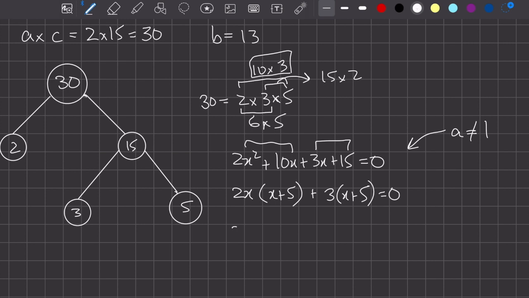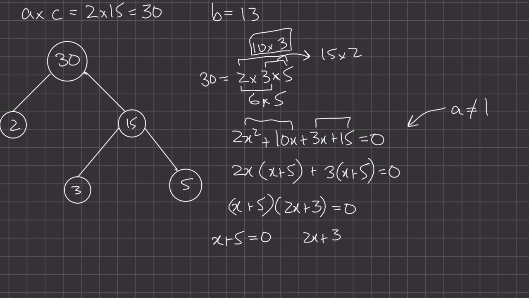Now, x plus 5 is the common factor here, and so the equation becomes (x plus 5) times (2x plus 3). Now, we equal both of them to 0. Hence, our answers become negative 3 over 2 and negative 5.